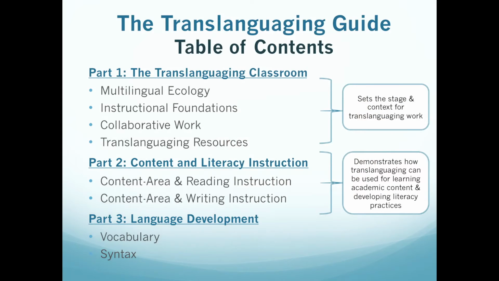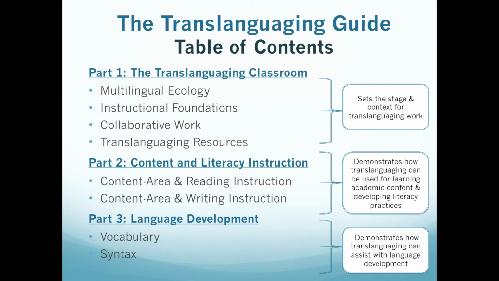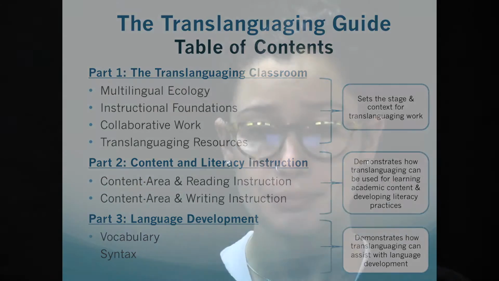The second part is called Content and Literacy Instruction, and this section as a whole demonstrates how translanguaging can be used for learning academic content and developing literacy practices. And this part 2 is separated into 2 subsections: Content Area and Writing Instruction, and Content Area and Reading Instruction. The third part of the guide is for language development, and this section demonstrates how translanguaging can assist with language development as a whole. And the strategies within this part are in 2 different sections: vocabulary and syntax.